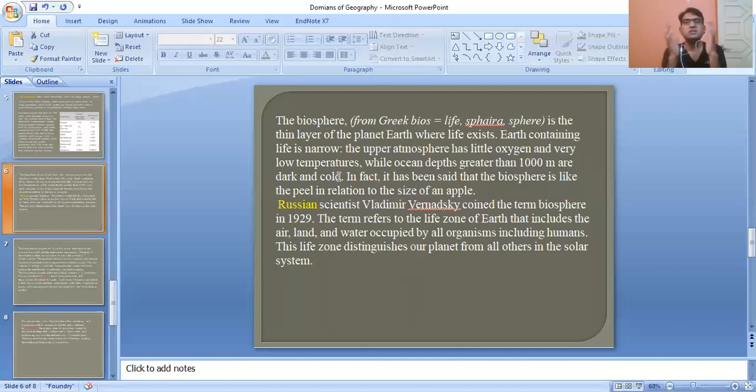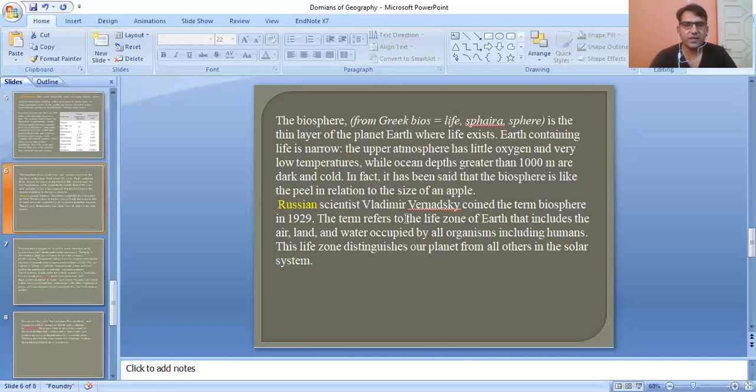It means we are concerned with where life is existing, where species in different forms are existing. It has been said the biosphere is like the peel in relation to the size of an apple. It's similar to an apple, or an onion, or an egg, which has an outer shell, an outer layer. Similarly, the biosphere is a very thin layer where life is existing.